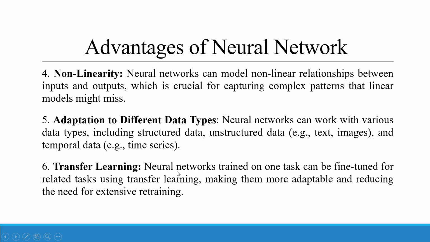Transfer learning. Neural networks trained on one task can be fine-tuned for related tasks using transfer learning, making them more adaptable and reducing the need for extensive retraining.